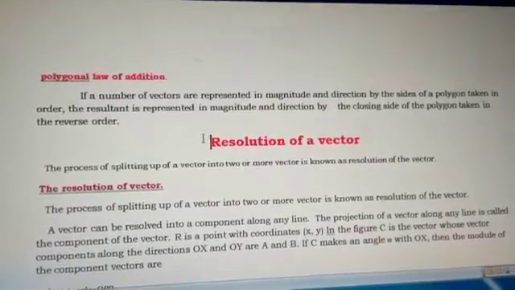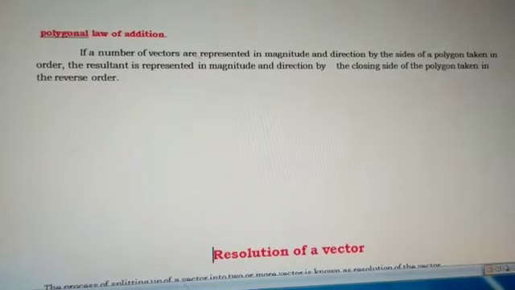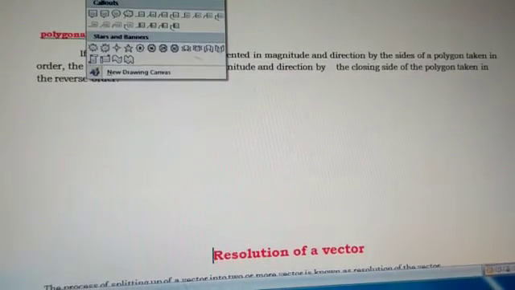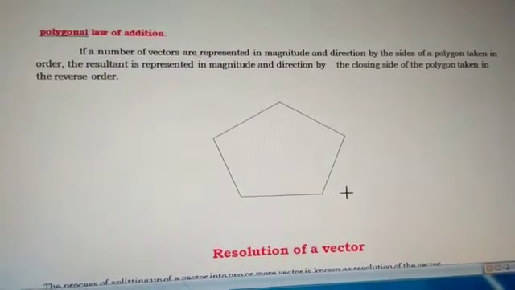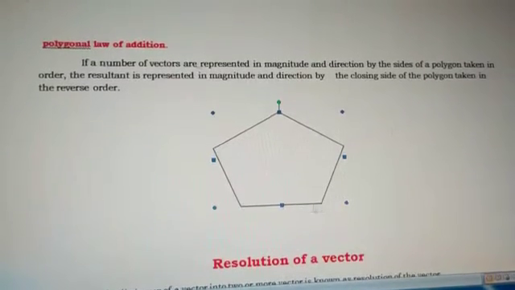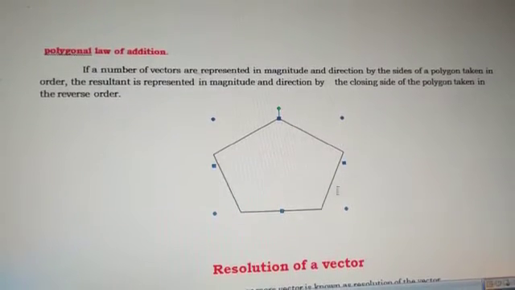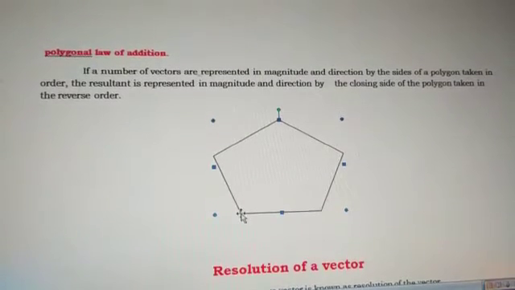So let us consider a polygon like this. Let us consider the points A, B, C, D, E. AB is represented by the vector A, then B, C, D. The resultant is in this manner.